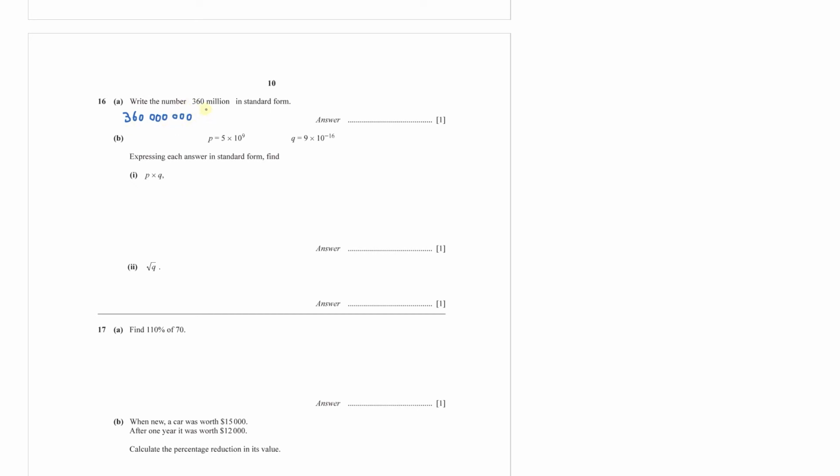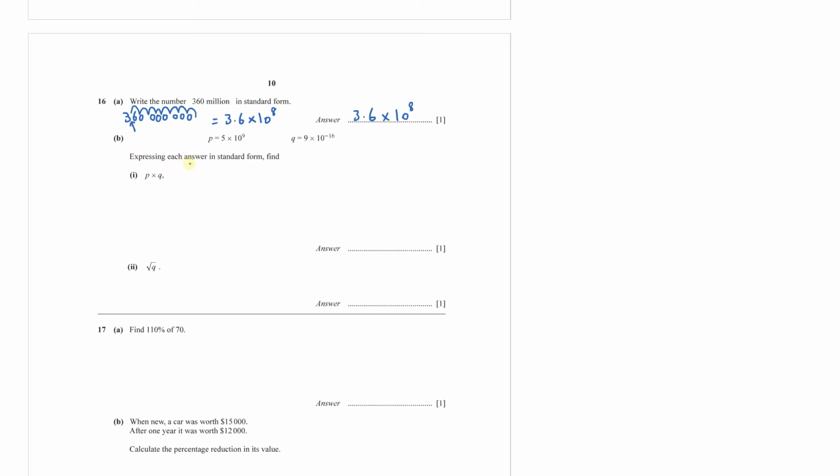So to represent this in standard form, I need my decimal at this point to make it 3.6. So if I have to move this decimal to the left, how many places do I have to move? 1, 2, 3, 4, 5, 6, 7, and 8. So this will be equal to 3.6 times, I move the decimal 8 places to the left, so I will get 10 power positive 8. So your answer is 3.6 times 10 power 8.